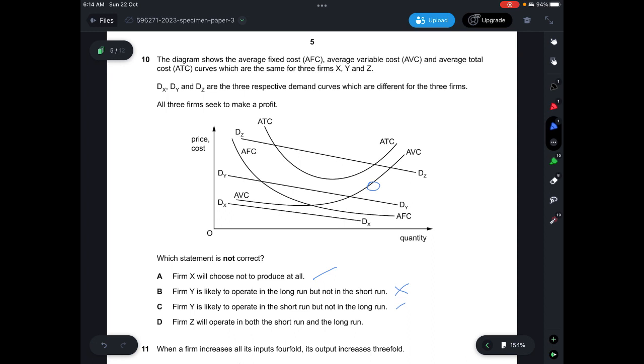D, it says firm Z will operate in both the short run and long run. Well, this is correct because as you can see here, the demand curve is already above both the AVC and the AFC curve, and it technically already touches the ATC curve, so it would be able to operate in both the short run and also the long run. Alright, so the answer is B.